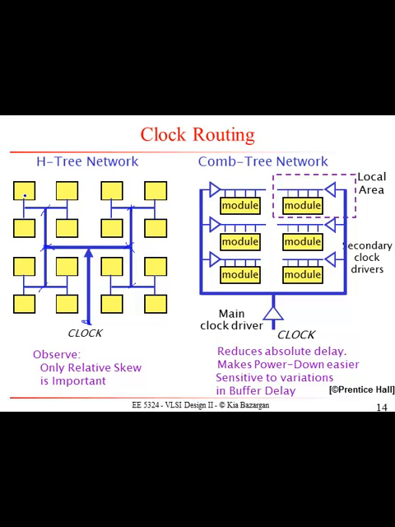So it's as if your skew is zero. Now, this could be expensive because you might have congested regions in the chip. Maybe, let's say, this part of the chip is already congested with a lot of signal routing resources, so you may not be able to do an H-tree design. Another alternative would be what is called a comb tree network.